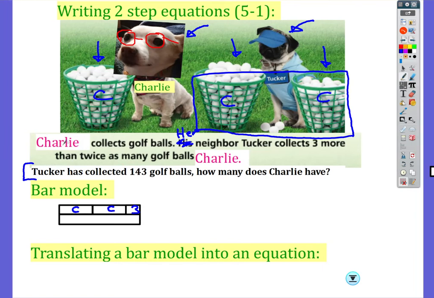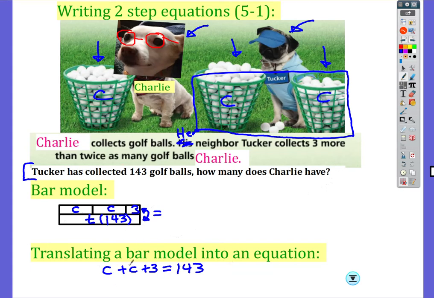We can say that if C is the number of golf balls Charlie has, then T is the number of golf balls that Tucker has. And so this is all equal to T, or 143. So if I take one of Charlie's buckets plus another Charlie bucket plus 3, I get 143. What I'm communicating with these links here is that these quantities are equal. So what I can do from that is make an equation. I've got C plus C plus 3, and that's equal to the total that Tucker has, which is 143.